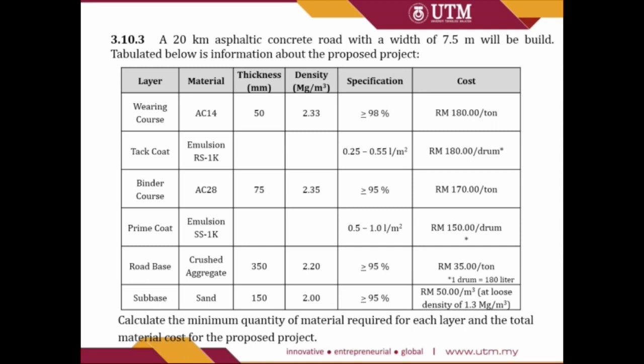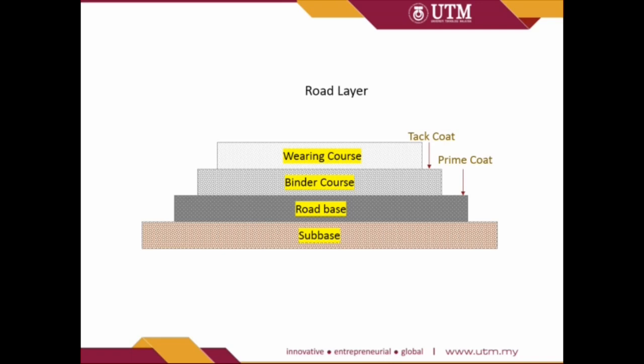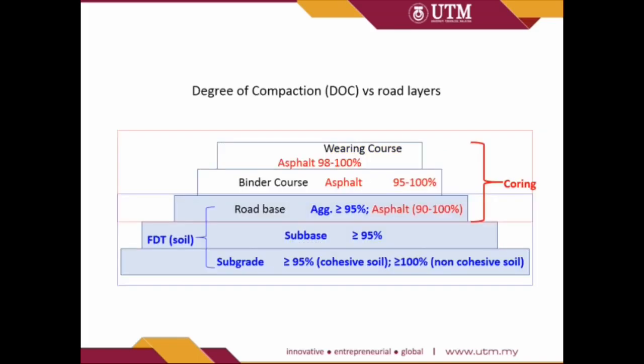Just to revise our previous lecture, as you can see from the slide, these are the different road layers. From the bottom, we have subbase, road base, binder course, and wearing course. In between the layers, we have Tack Coat and Prime Coat, as given in the question. Before we go to the calculation, let's have a look at the requirement of the compaction.